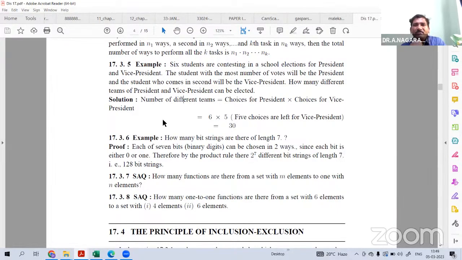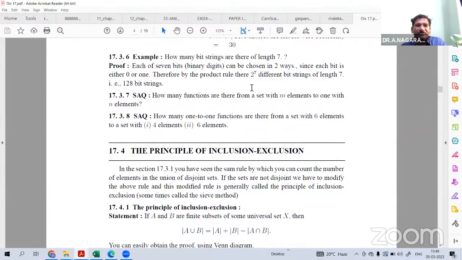Here, in total how many students do we have? 6 students. In that, once the president is chosen, how many are there for vice president? The vice president is chosen from the remaining 5 students. So the total count of different teams, they have a choice, comes to 6 × 5 is 30. That is our required answer. How many different teams of president and vice president can be elected?